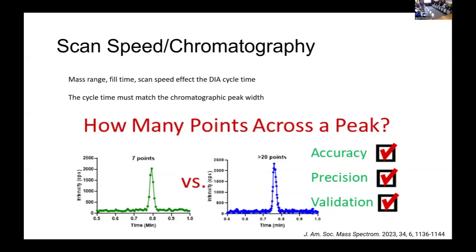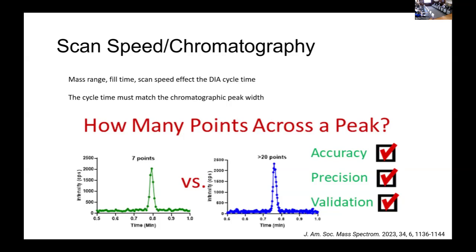Somebody's going, well, let's do 7. Well, nobody's going to do 7. Let's do 9. Nobody's going to only want 7 points across the peak. Proteomic DIA people need to look this down to 3, because there's a lot of data being generated with just a handful of points across the peak. And so it's a big issue.